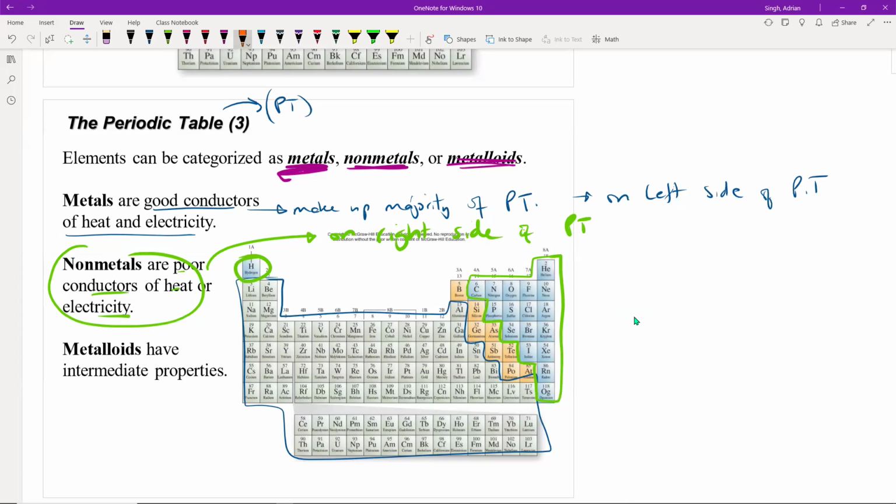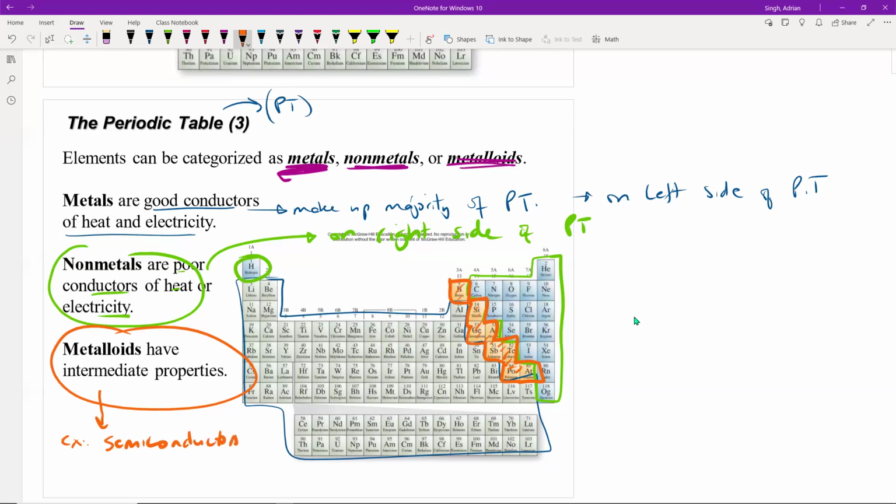And then in between the metals and the non-metals, we have what are known as metalloids. Again, these are highlighted here in orange. They kind of form that zigzag line or that staircase as you go across the periodic table. And these are going to have intermediate properties, kind of in between the metals and the non-metals. So for example, instead of being good conductors or poor conductors of heat or electricity, these tend to be semiconductors.